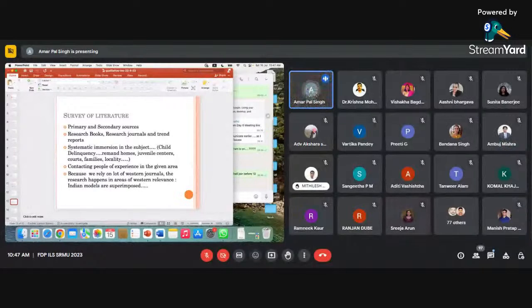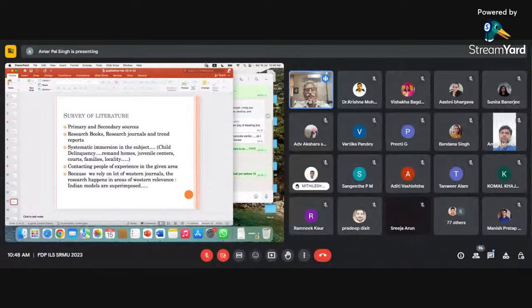research, there has to be a very systematic study of the subject, what we generally call systematic immersion in the subject. You say it, right? One has to get immersed in that subject, immerse oneself in that subject. So that is what is generally known as systematic immersion in the subject.